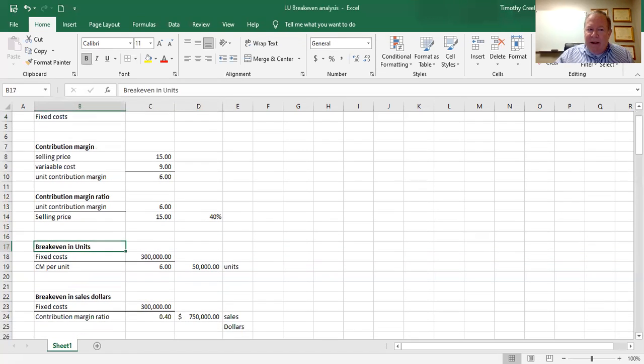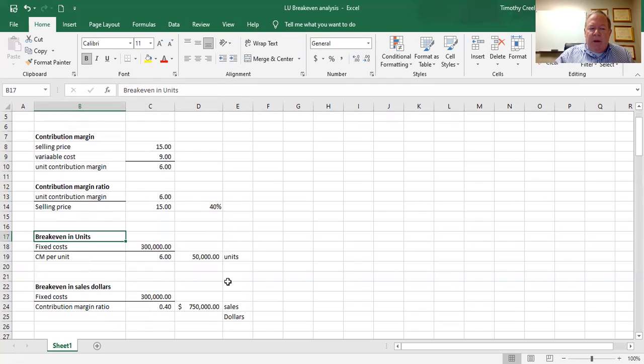So now let's get into some break even. The basic formula for break even is fixed cost divided by the contribution margin per unit. So in the example we've been working with, let's say that we have fixed cost of $300,000, and again, the contribution margin per unit of 6. This means we would have to sell 50,000 units in order to break even.